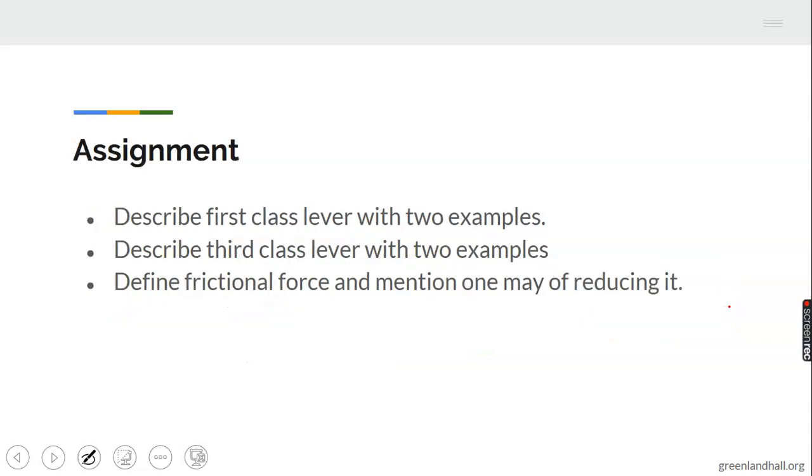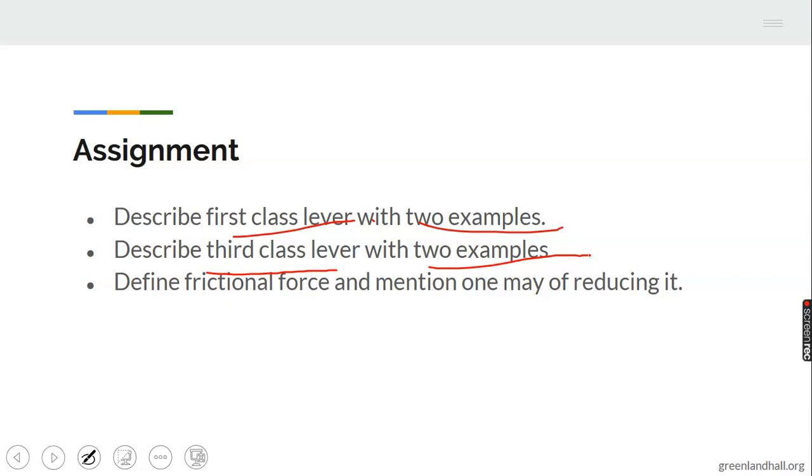Now, assignment. The first assignment is to describe first class lever with two examples. Don't forget, we talked on levers. We mentioned the first class and gave examples there. Also, describe the second class lever, which you have defined in the class, and also give two examples of second class lever.